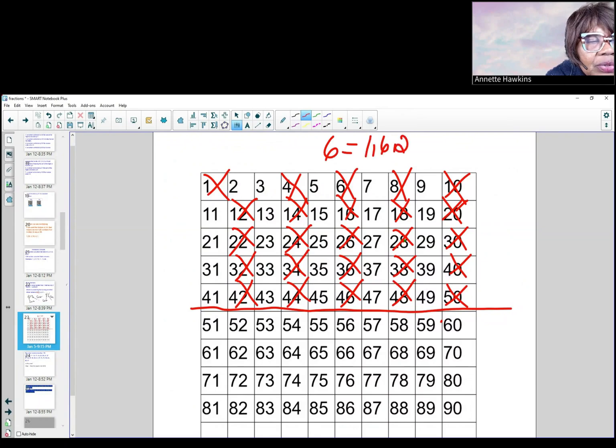All right, let's go to 6. The factors are 1, 6, 2, and 3. See, it has 4 factors. This is why we have to cross it out, okay?